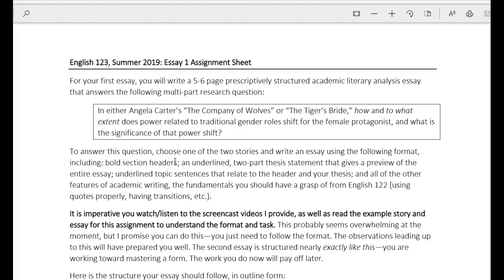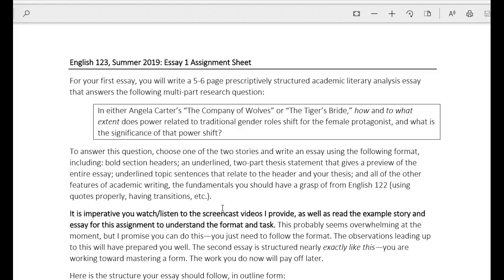All right, so let me unpack that research question for a minute. The way that this essay is structured is it's building on your observations. You won't have done them yet, but you're going to do them soon, either for The Company of Wolves or The Tiger's Bride. These observations are structured almost exactly like the one that you did for Red Riding Hood. It asks you to look at character traits for the female and then character traits for the male.